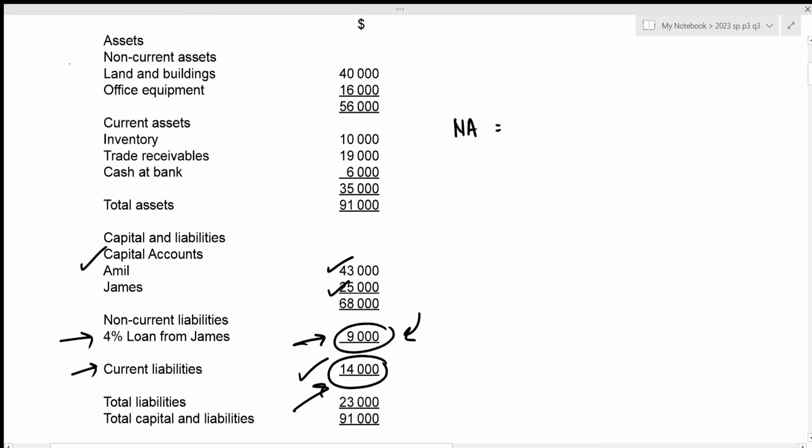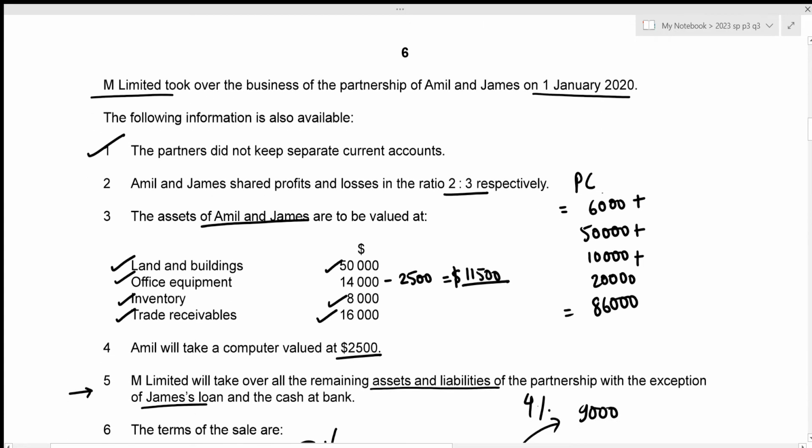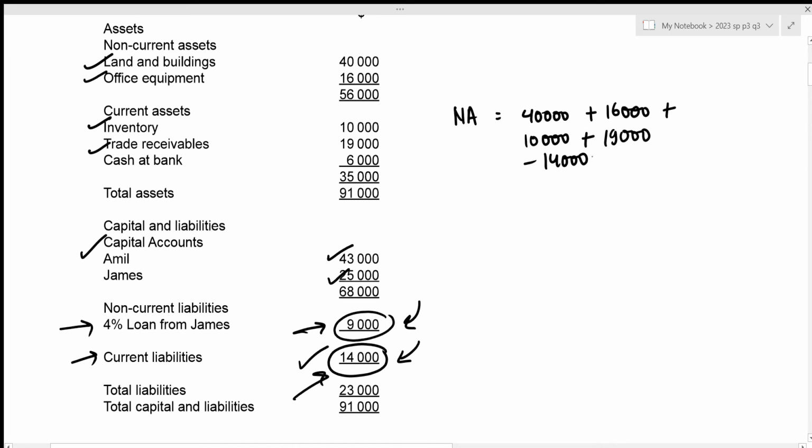Now let's figure out the total net assets value taken over. So we took over land and buildings, that's 40,000. Office equipment, that's 16,000. Then we have inventory worth 10,000. Then we have our trade receivables of 19,000. And we also took over the current liability worth 14,000, right? So that's minus 14,000. And one more thing we have to adjust is the value of the computer that Amil took over, because this is not something to be paid for by M Limited. This is something to be paid for by Amil. So we will reduce this amount of 2,500 as well. That's minus 2,500. Now this results in the total value of net assets purchased to be 40,000 plus 16,000 plus 10,000 plus 19,000 minus 14,000 minus 2,500, which results in 68,500.